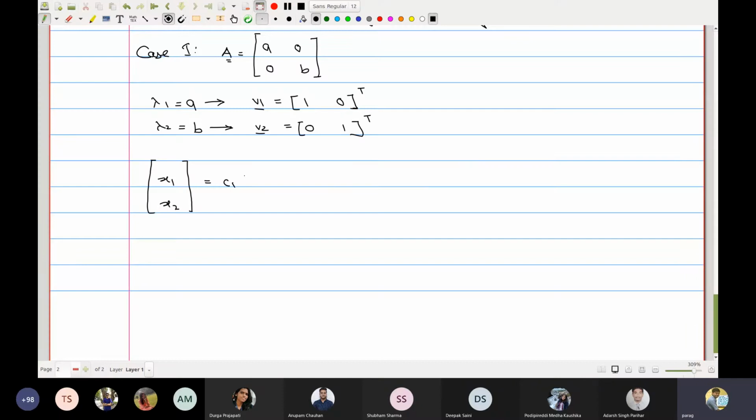So c1 times e to the power lambda 1 t, which is a t, times the vector 1 0, plus c2 e to the power b t times the vector 0 1. This is the solution. So x1 x2 is given by this simple expression.